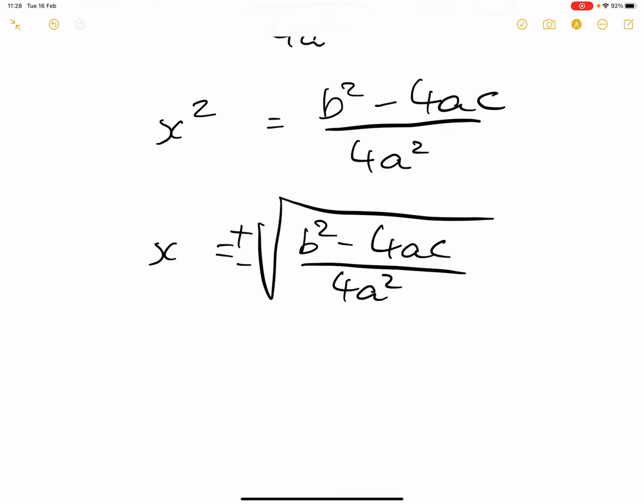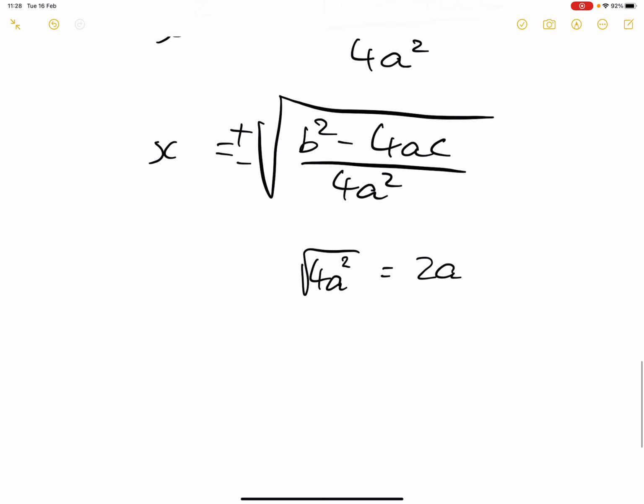Now some of you may have noticed that the square root of 4a squared, I'm going to draw that 2 again because it's an abomination, is equal to just 2a. I'm writing it like this because it will make more sense with the next step.